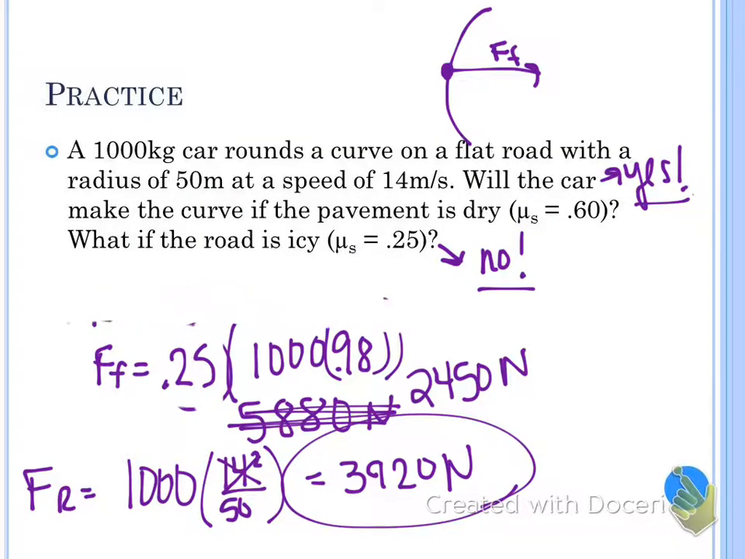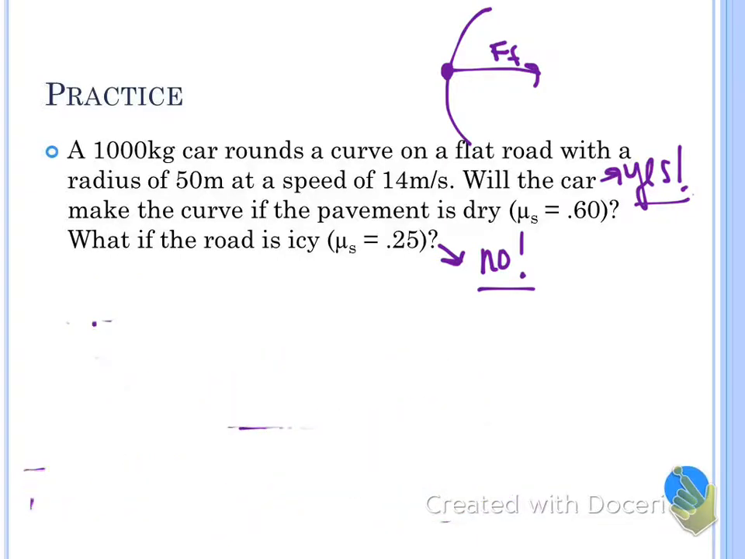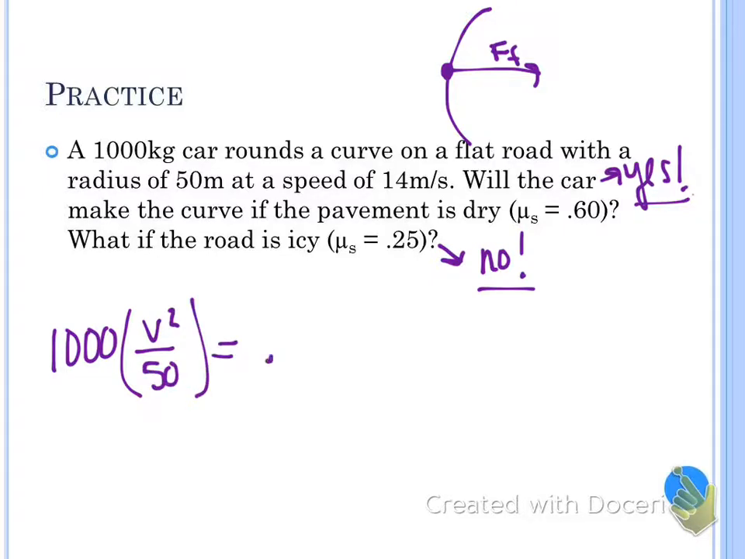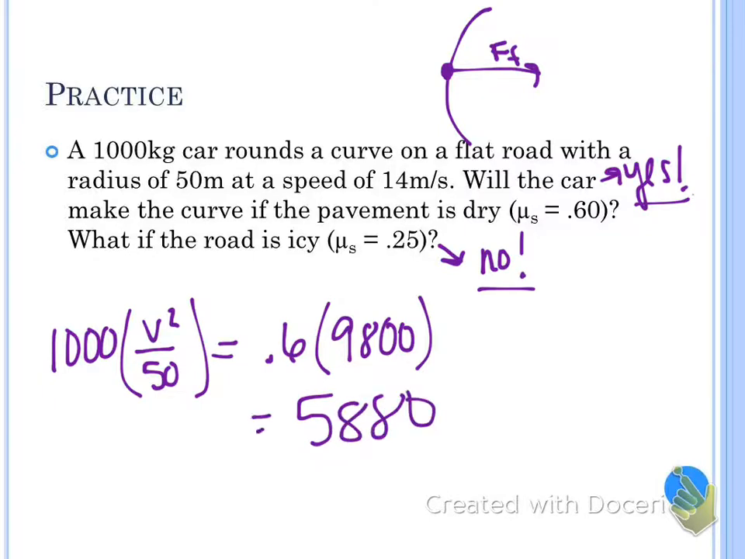Okay. If I wanted to solve for the speed and then compare, if it's dry, my mass is 1,000. Velocity, I don't know how fast I could go, right? My curve is 50. My frictional force is 0.6 times my normal, which is 9800. Okay, so 0.6 times 9800 is 5880, divided by 1,000 times 50, square root that, gives us a velocity of 17.14 meters per second.